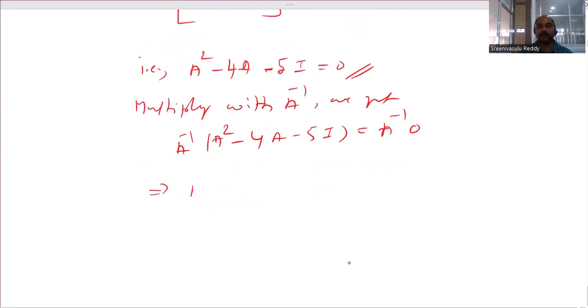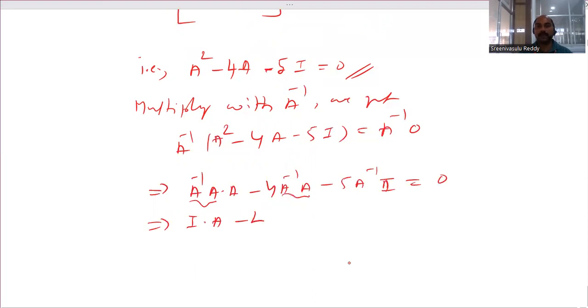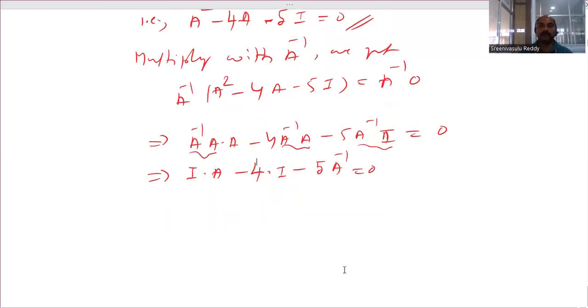On the left hand side, we get A inverse A A. 4 is a constant, so you take it common. Here also the same thing: A inverse times the identity matrix. Identity times A equals the same matrix. Here 4I, 4 into identity matrix into any matrix equals the same matrix. So from this you get A minus 4I equal to 5 A inverse.